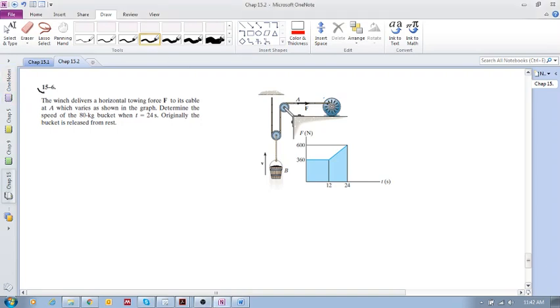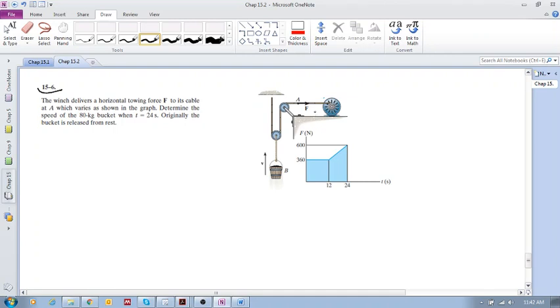Okay, let's look at problem 15.6. Here's the diagram. A winch delivers a horizontal towing force F to its cable at A. So this towing force is there at A, and our assumption is that the same tension in the cable runs throughout the cable. So there's the same tension throughout.